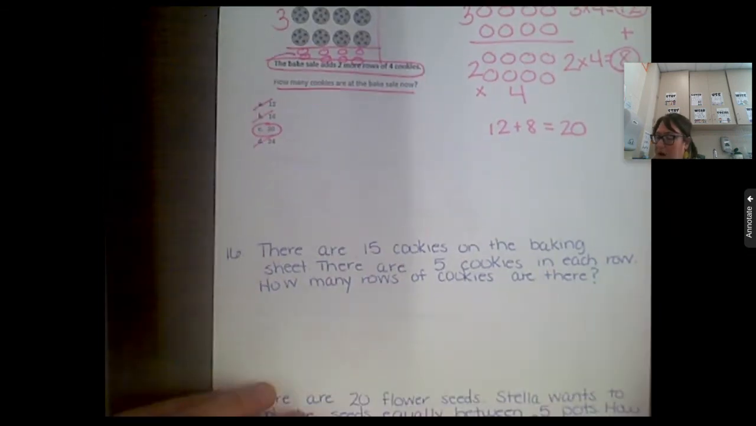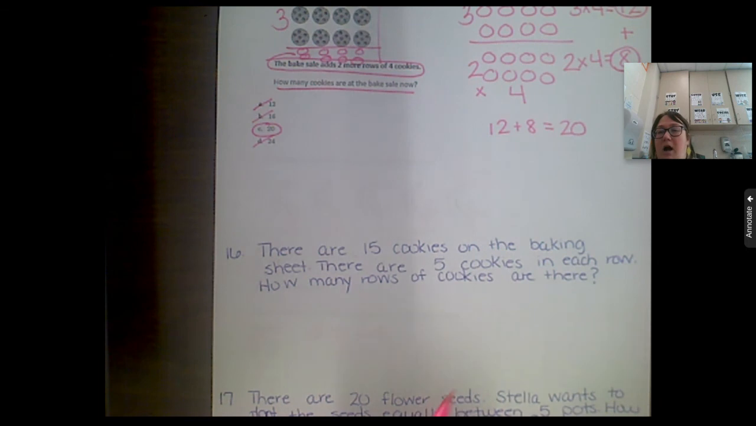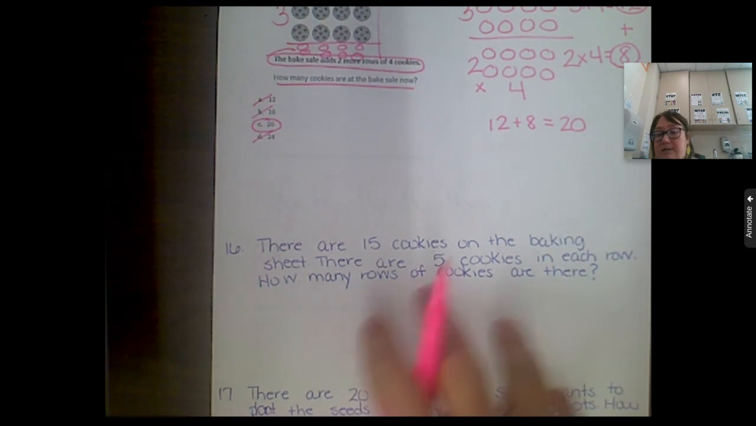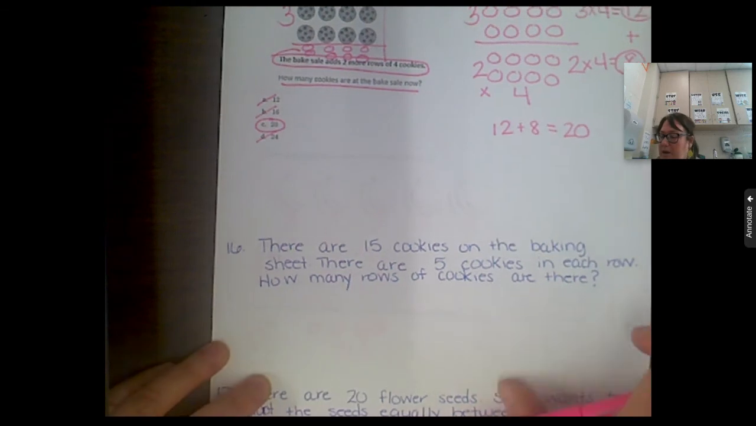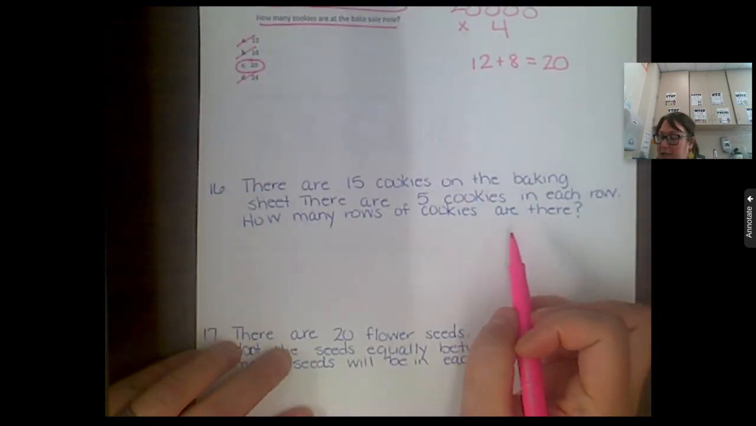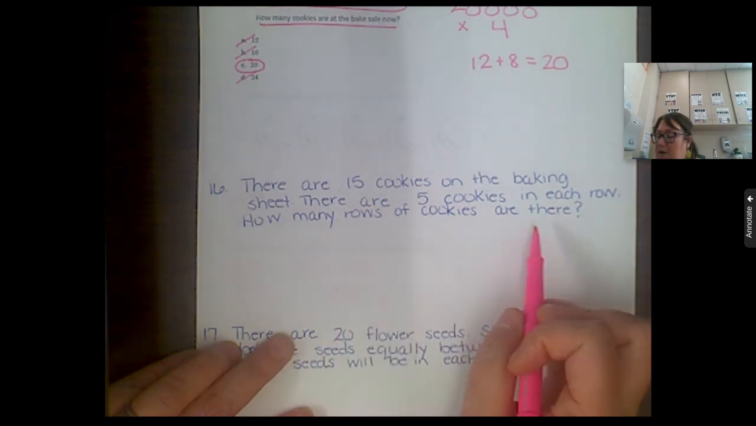Okay, I added just a couple more in that I wanted to do quickly. Obviously, you don't have this on your sheet, but I want you just to show the work with me because we have all that room at the bottom. On your mid-module assessment, there's a couple more that are like this, so I wanted to do this right now with you. Okay, so number 16 says there are 15 cookies on the baking sheet. There are 5 cookies in each row. How many rows of cookies are there?